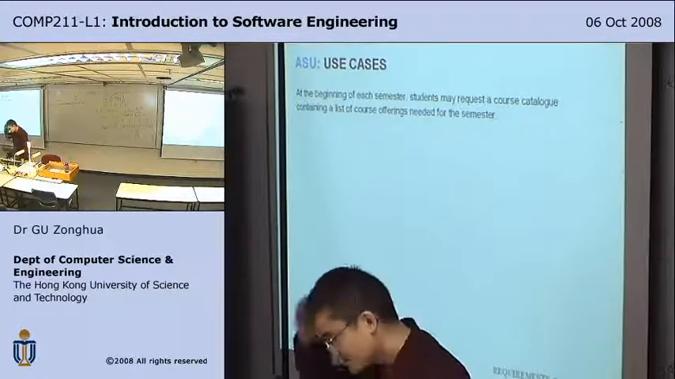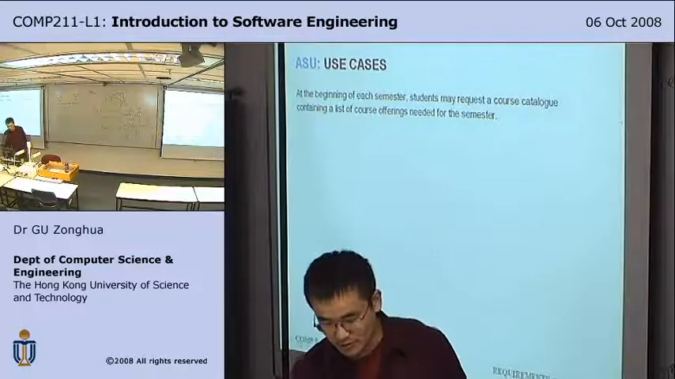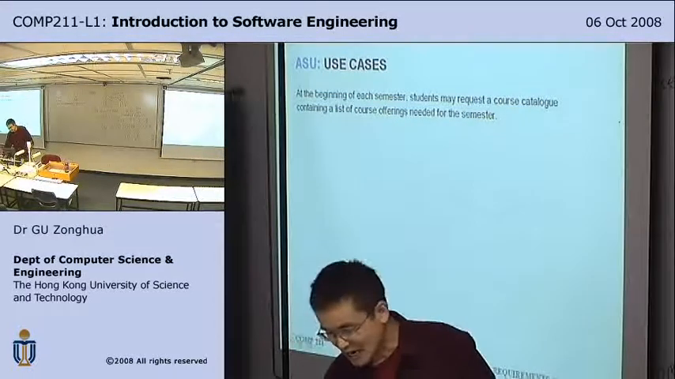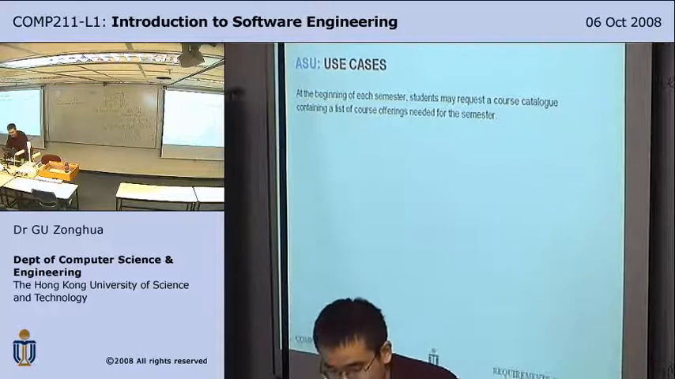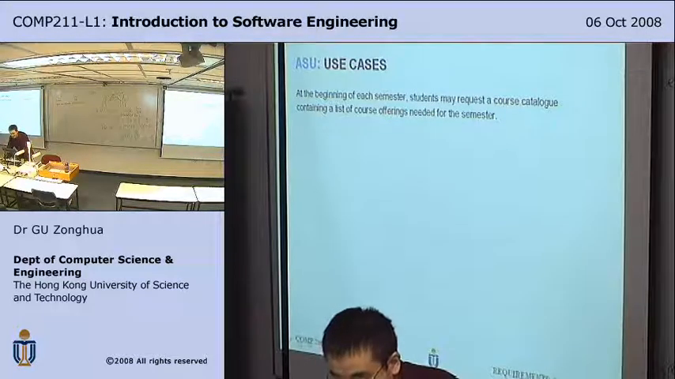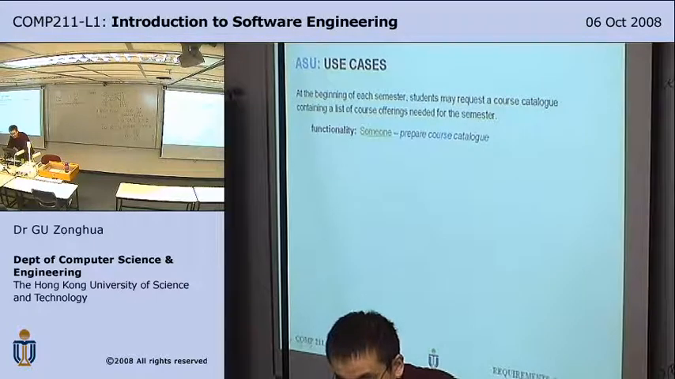So here's the ASU example. We identify use cases by finding out all the operations that the system can perform. So at the beginning of the semester, students may request a course catalog containing a list of course offerings needed for the semester. So someone prepares the course catalog.